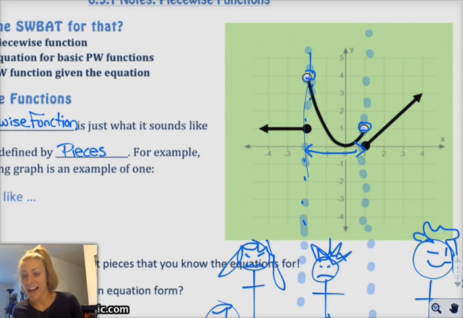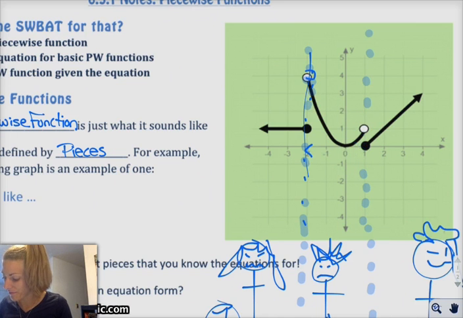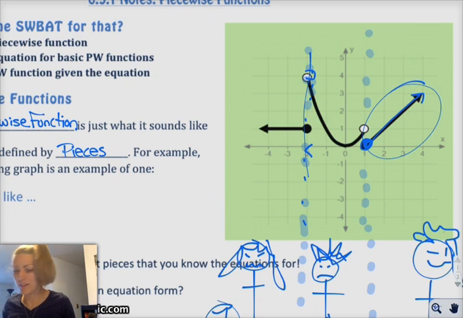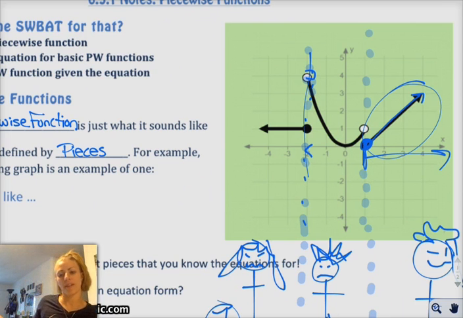And then the last guy, if you can tell, because this function has a closed dot, which means he can equal 1, means the fence belongs to him. And so therefore, this function lives on the side of the fence and on the fence that is +1 all the way to +infinity.